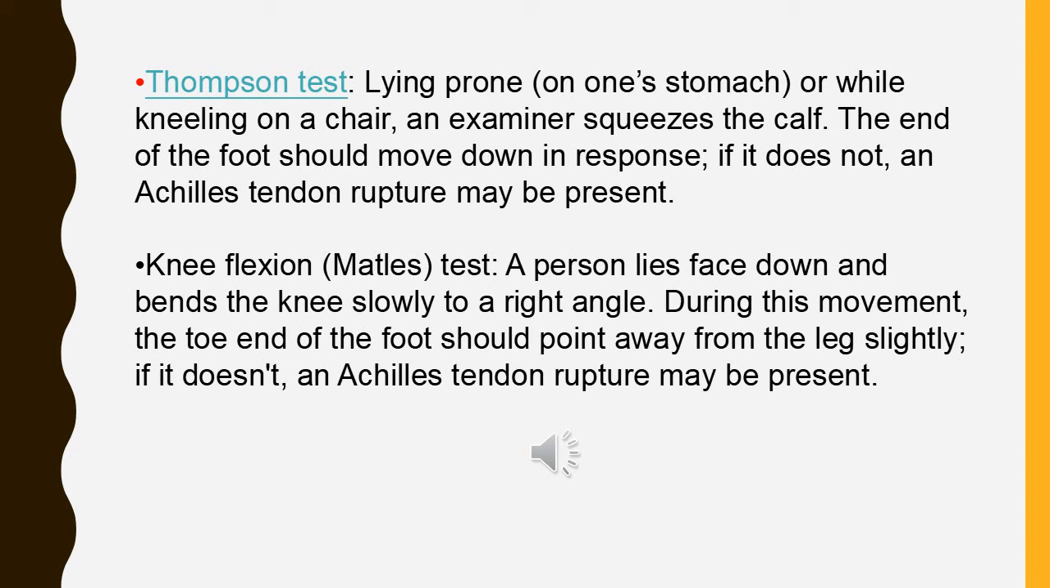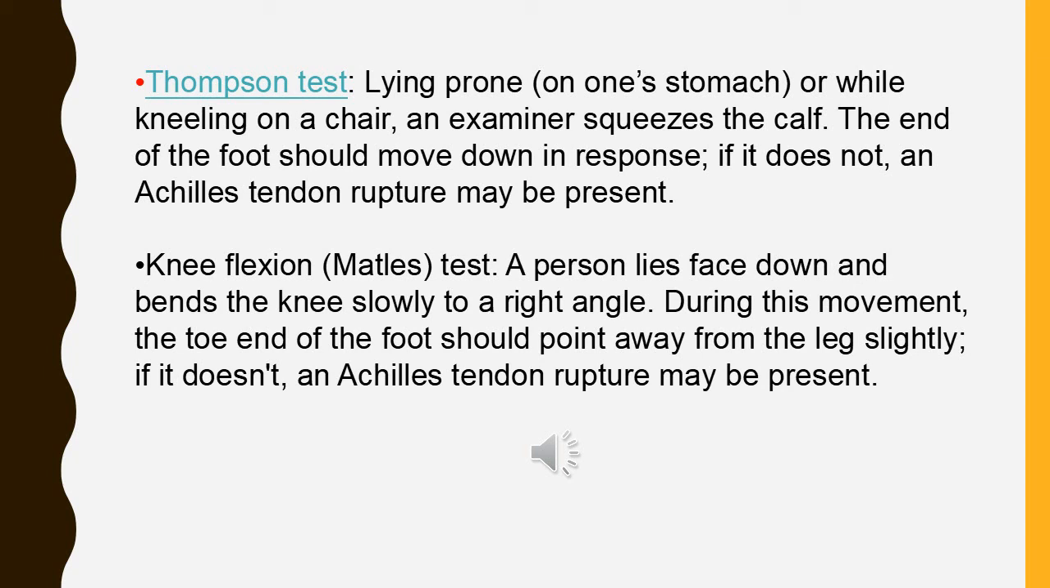To test for Achilles tendon rupture, there are some tests: the Thompson test and Matles test. In the Thompson test, lying prone or while kneeling on a chair, the examiner will squeeze the calf. The end of the foot should move downward in response. That is plantar flexion. If it does not, an Achilles tendon rupture may be present.